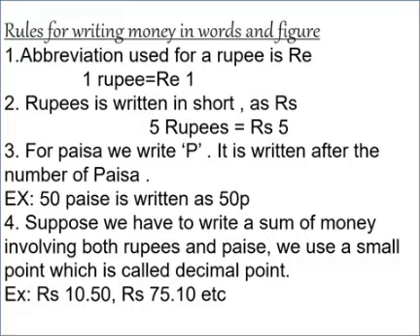And the next rule is, suppose we have to write a sum of money involving both rupees and paise, we should use a small point which is called decimal point between rupees and paise. For example, 10 rupees 50 paise. How to write this one? Rupees should be written first, Rs, then 10.50. Rs 75.10. So this is 75 rupees 10 paise.